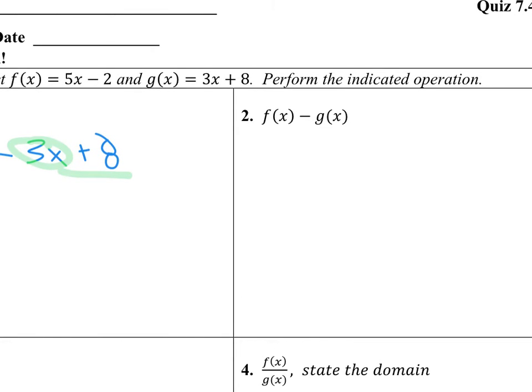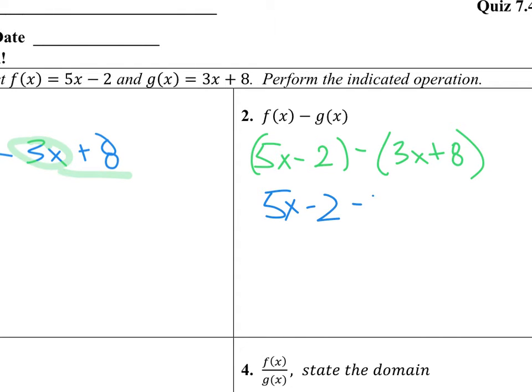Number 2, very similar, only we're going to subtract this time. So we're going to have 5x minus 2. We'll kind of put that within a set, then minus 3x plus 8. Now we need to remember, we need to distribute this negative to these two guys first. So then what you should have is 5x minus 2 minus 3x minus 8. Again, combine your like terms and simplify your answer.